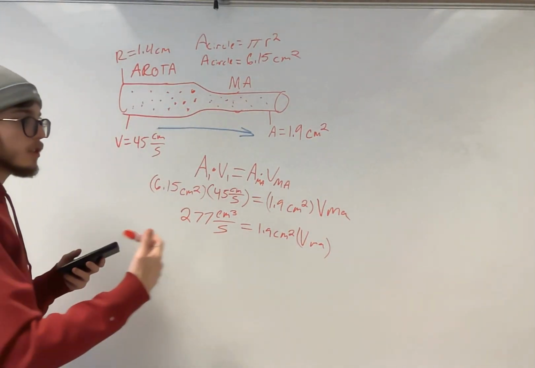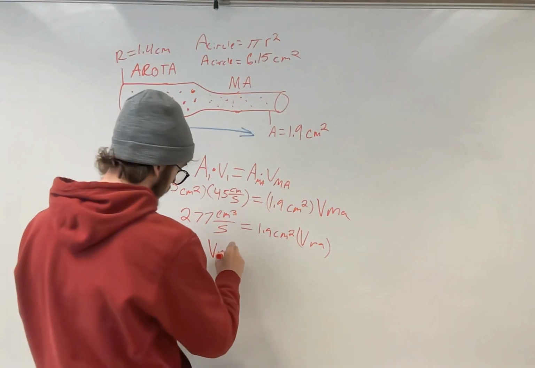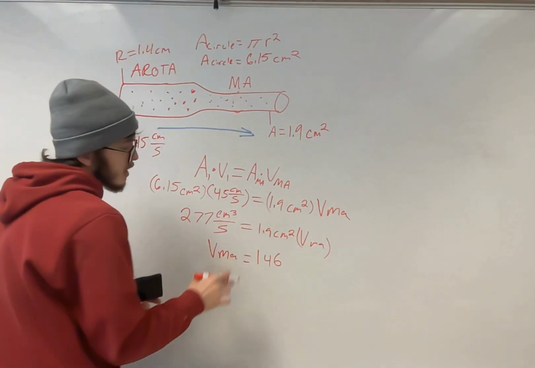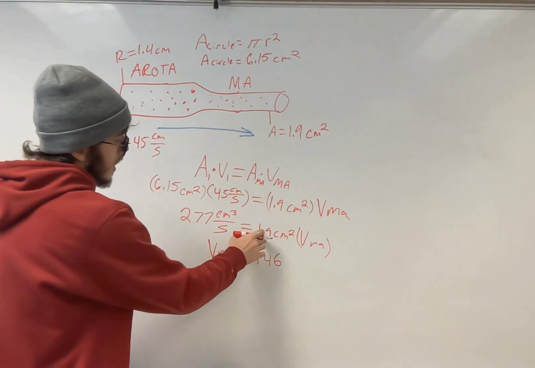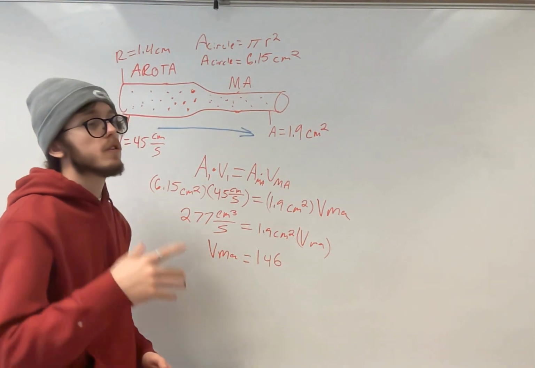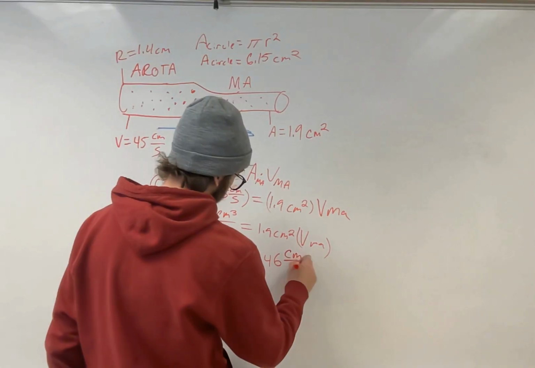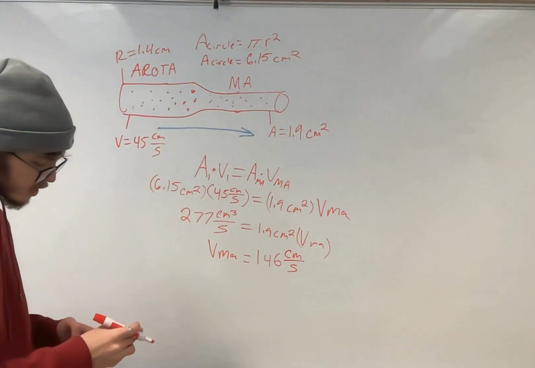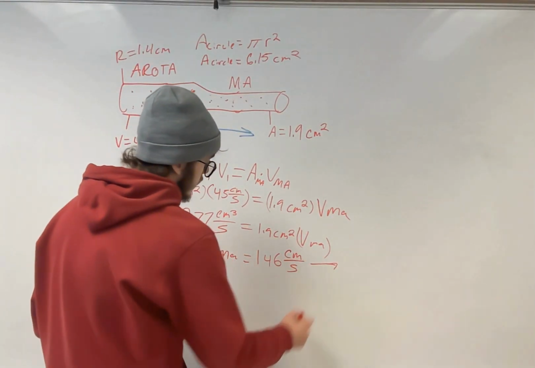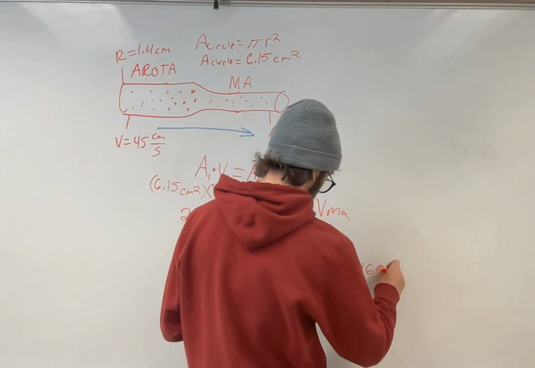Okay, now it should be a little easy. We should just see that we have to divide it over, and we do exactly that. We're going to get that the velocity of the major arteries is equal to 146, and notice here we're dividing a cubic centimeter by a square centimeter. That's going to give us a velocity in centimeters per second. So we're going to get that our velocity is 146 centimeters per second. Now your answer should probably be in SI units, so we're going to convert this by dividing by 100. And we're going to get 1.46 meters per second.